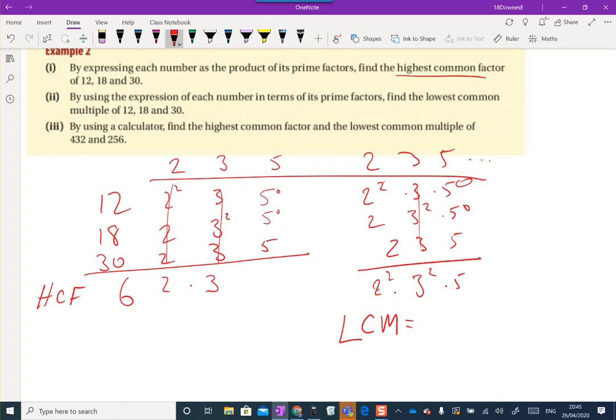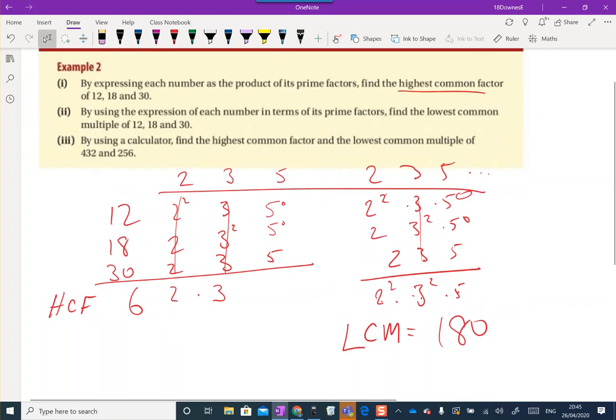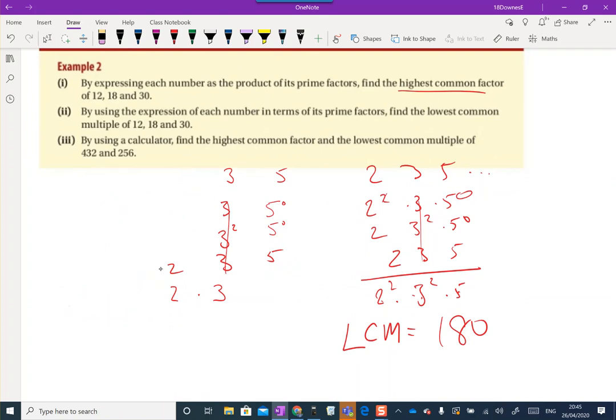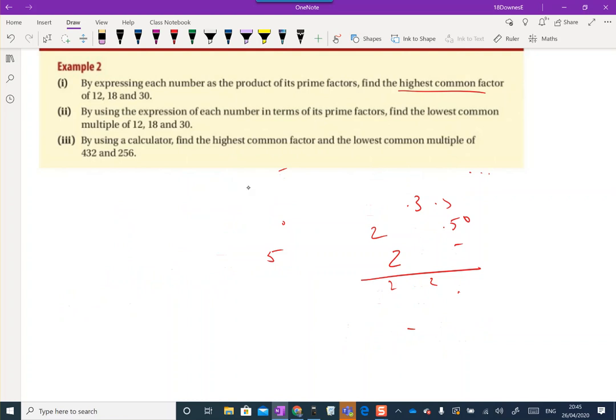Okay, and you have 4 9s 36, 5 of them is 180. Okay. Now this is where there's something wonderful to show you. So I'll wipe that. We'll get into the next example here. So by using a calculator, find the biggest common factor and the lowest common multiple. So here's the calculator trick.